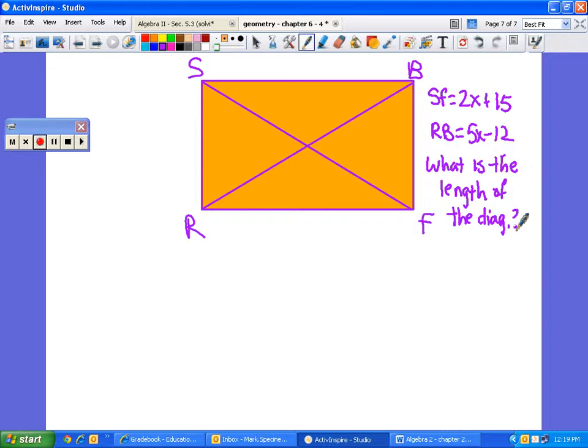Okay. All right, so we are told that that's a rectangle. So we're told that SF is 2x plus 15. Please stop the chatter. SF is 2x plus 15. RB is 5x minus 12. We want to know what's the length of one of the diagonals.